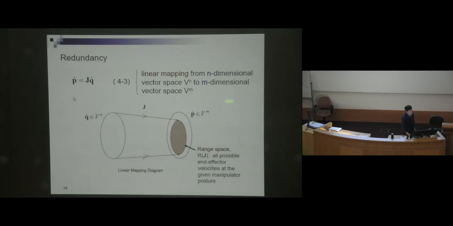The Jacobian will map the q dot to a range space of the p dot. So this colored space is known as the range space, which is your R(J). This R(J) implies all the possible end effector velocities at the given manipulator posture. That means all your joint velocities in this space will only be mapped to a subset of your p dot. So there is a space that is not being covered. The space that is being mapped onto is known as the range space, and this diagram is known as the linear mapping diagram.